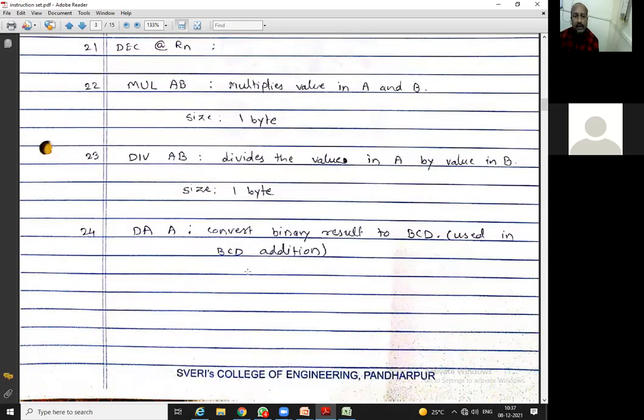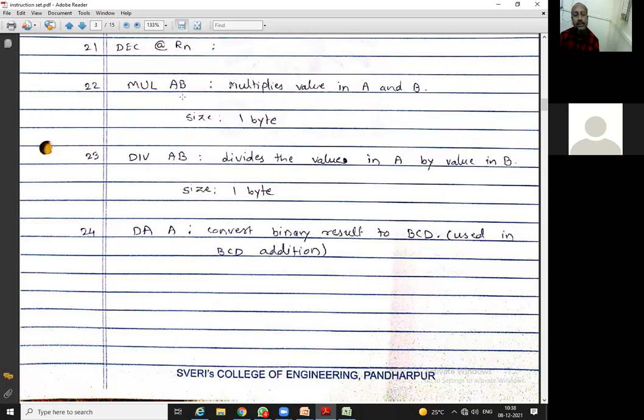Next one is multiplication and division. The syntax is MUL AB. The B register is nowhere else used. Only in these instructions, multiplication and division, is the B register used. Keep that in mind. So one data we have to store in B, one data we have to store in A, and then do the multiplication like this. It multiplies the value in A and B.